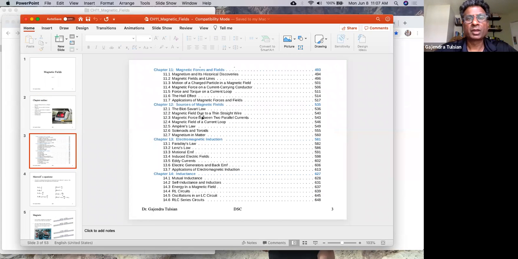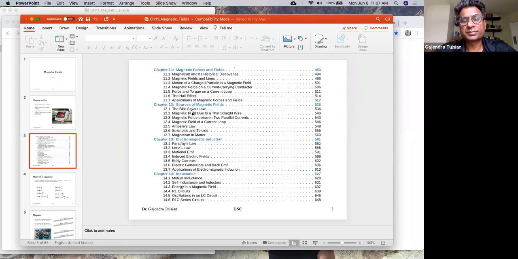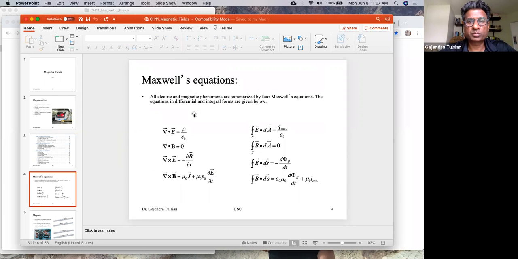Here's what's coming up in the next few chapters. Today we'll talk about magnetic fields and the force that they exert on charged particles. In the next chapter, we'll see that magnetic fields are produced by moving charges. Let me advance one slide.